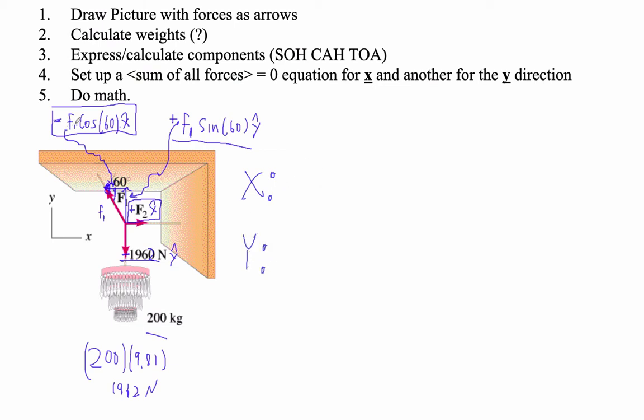In the x direction, I've got minus F1 cos 60, because this thing will be pulling to the left, and then I have plus F2 equals 0. That's the only thing going on in the x direction. In the y direction, I've got negative 1962 newtons.